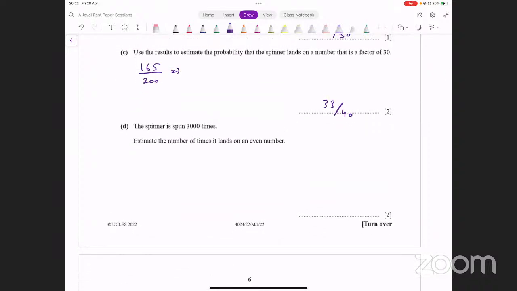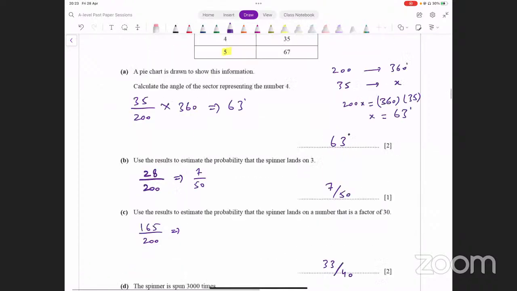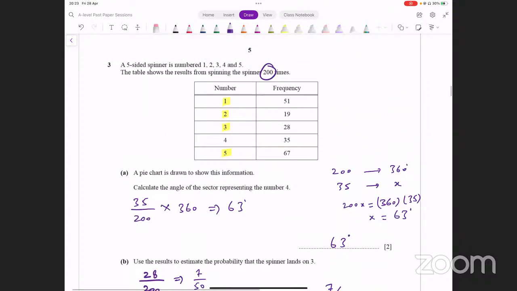Let's look at part D now. The spinner is spun 3,000 times. Estimate the number of times it lands on an even number. Okay, now how do we think about this? सबसे पहले तो probability find कर लें of landing on an even number. Let's find the probability. और probability से भी कर सकते हैं इसको, वैसे directly भी कर सकते हैं. आप ये भी कर सकते हैं कि 200 times जब आपने उसको किया है, उनमें से कितनी दफा ये even number पे land किया है? जो आपने 200 times spin किया है, उसमें से कितनी दफा even number पे land किया? Even numbers कौन से आपके पास? 2 and 4.